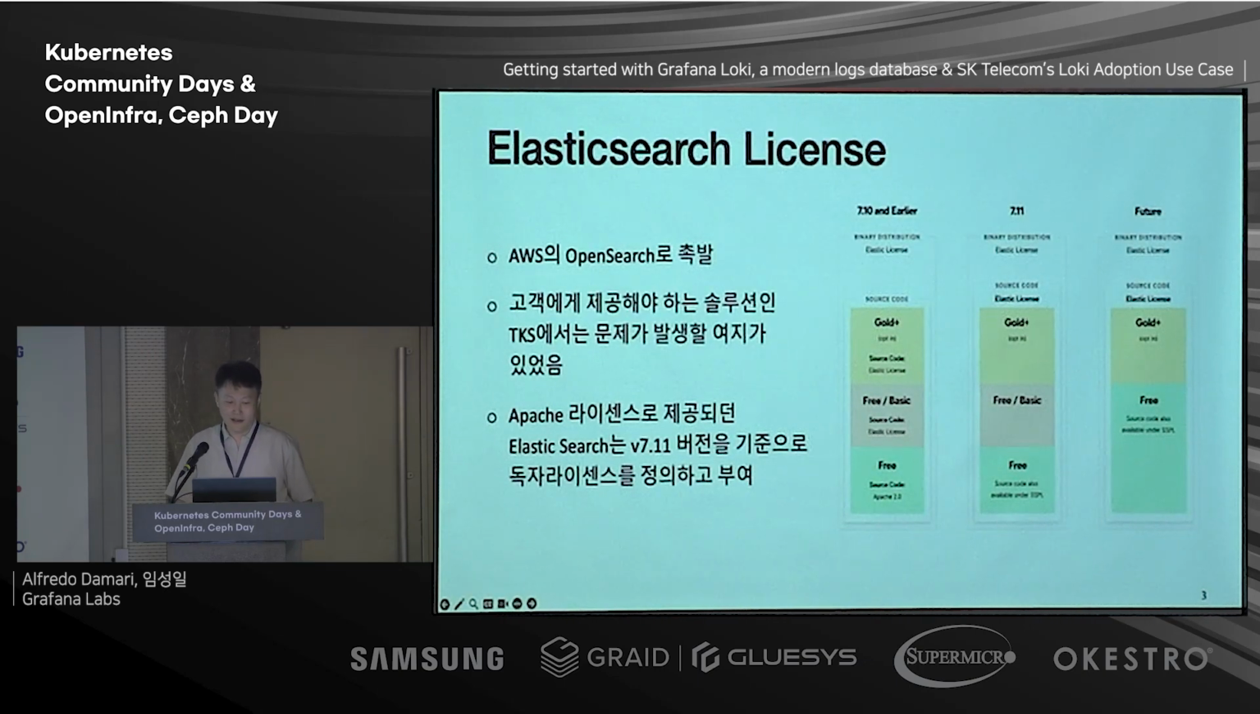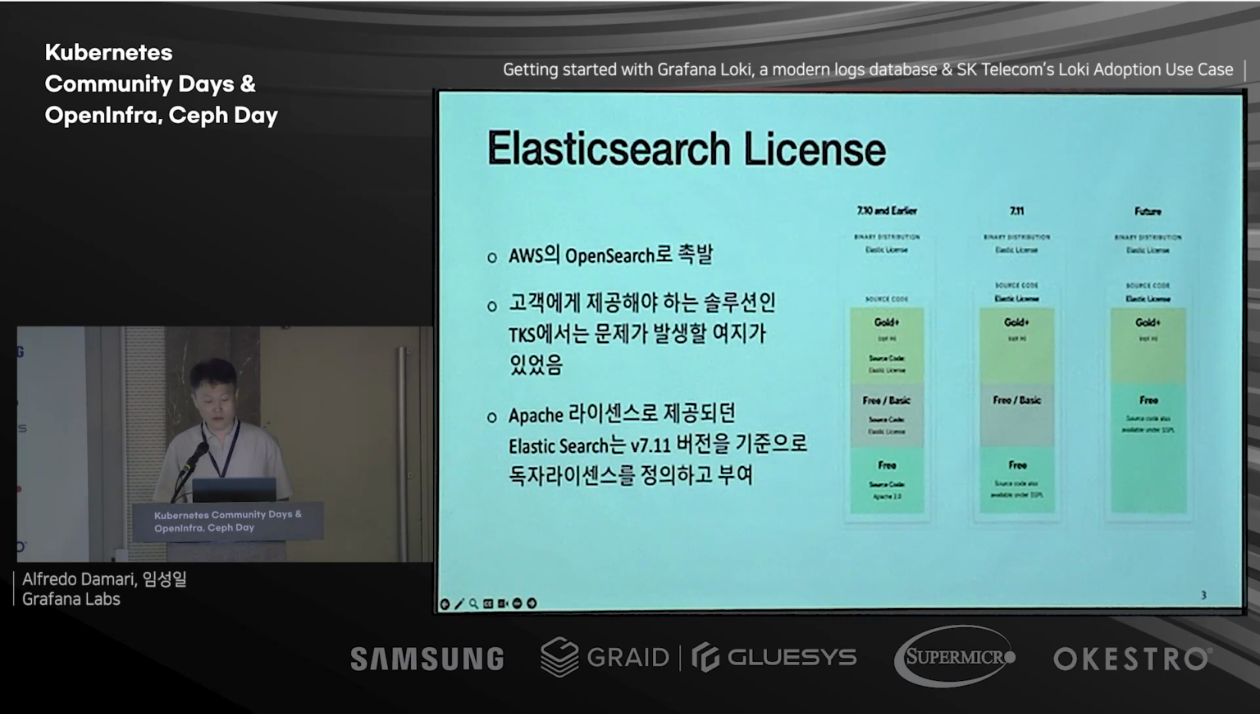그러다가 이제 일렉서치에서 라이센스 이슈가 발생을 했는데요. 아시는 분은 아시는 것처럼 AWS하고 좀 마찰이 있었고요. 서비스로서 일렉서치를 배포하는 데 문제가 발생하도록 만드는 라이센스였습니다. 구체적으로 들어가 보면 7.11 버전까지는 우리가 자유롭게 배포할 수 있었는데 그 이후부터는 제약사항들이 걸렸고요.